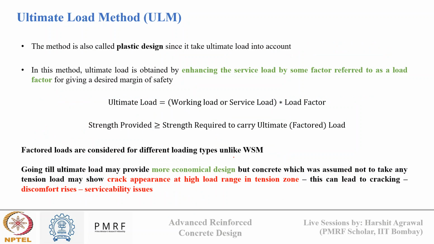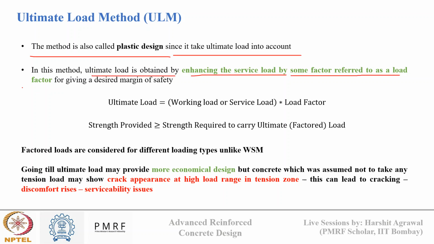Then the second one is the ultimate load method. This method is also known as plastic design, as it takes ultimate load into account. What we mean by ultimate load is that it is obtained by enhancing the service load by some factor referred to as the load factor. Again, there are two terms, load and resistance. In the ultimate load method, we are increasing the load that is acting on the structure by multiplying it with some loading factors.